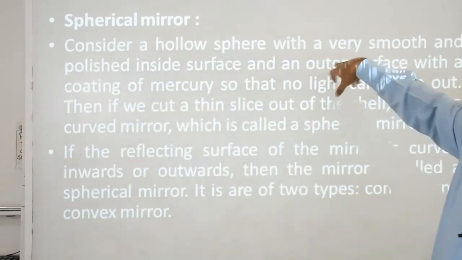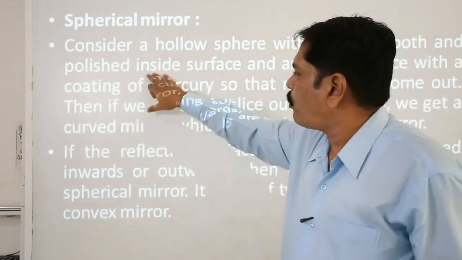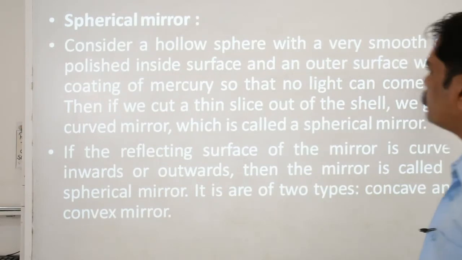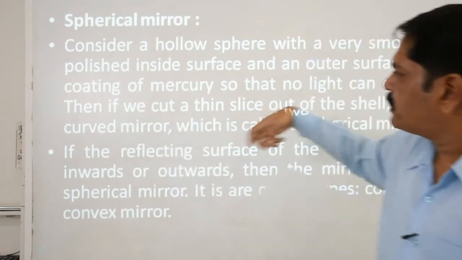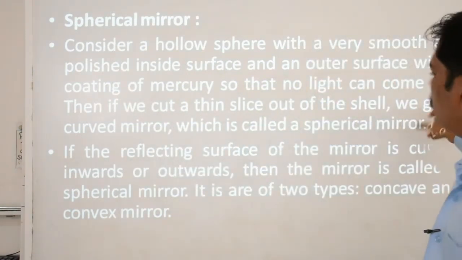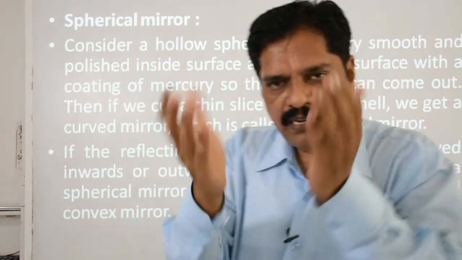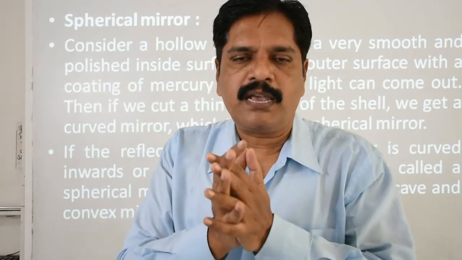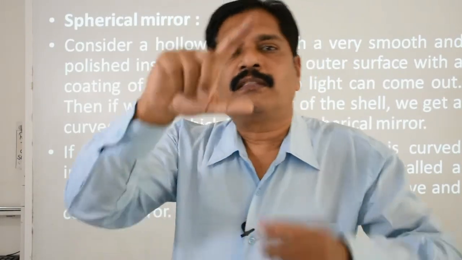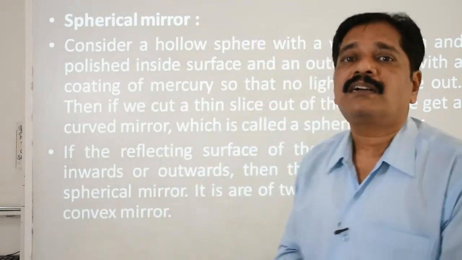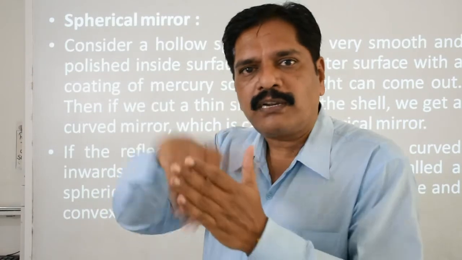So consider a hollow sphere, just like a rubber ball, it is hollow in nature, with a very smooth and polished inside surface and outer surface with a coating of mercury, so that no light can come out. Then if we cut a thin slice out of the shell, we get a curved mirror, which is called the spherical mirror. Very simple, just take a spherical glass ball, polish it from outside, and then cut a slice of it. Then whatever surface you got, it is which mirror? Spherical mirror. But the condition is that it is covered either from outside or inside.